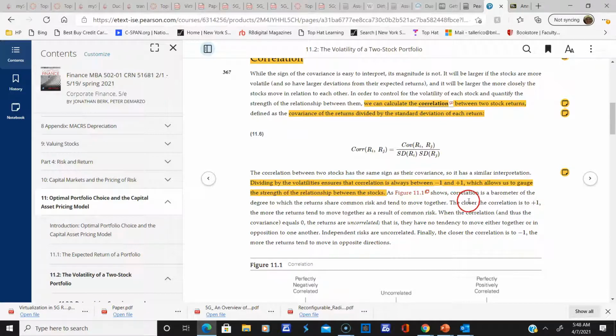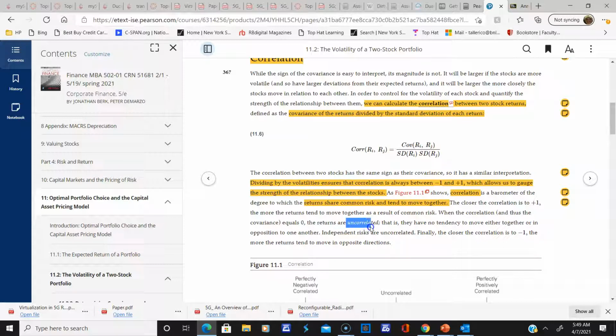As figure 11.1 shows, correlation is a barometer of the degree to which the returns share common risk. And here is what the question basically was based on, and tend to move together. So it's really all a function of correlation and the calculation of covariance, standard deviation, and correlation. The closer the correlation is to +1, the more the returns tend to move together as a result of common risk. When the correlation and thus the covariance equals 0, the returns are uncorrelated.